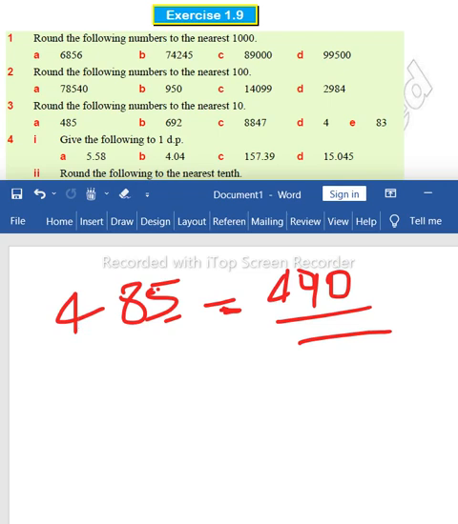Question letter B says 950. This is 0, as we see in the tens place, the first number is 0, so we leave this number as it is.